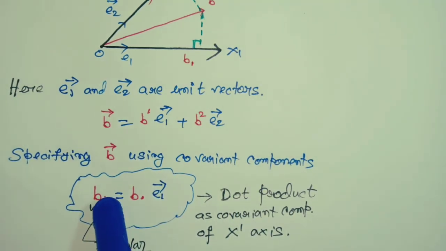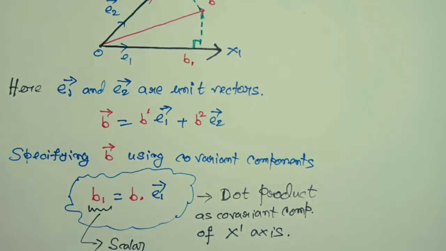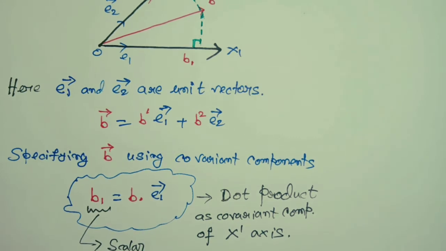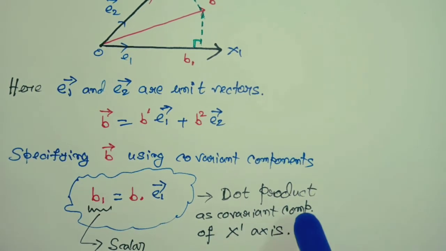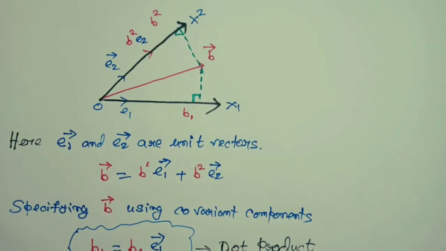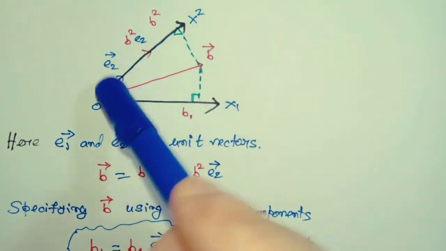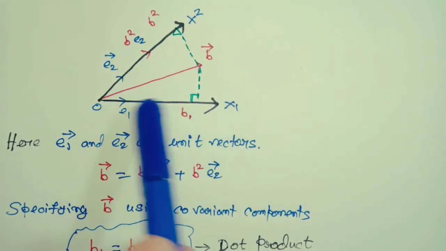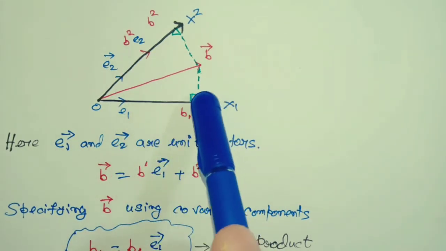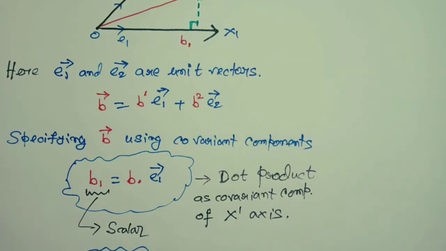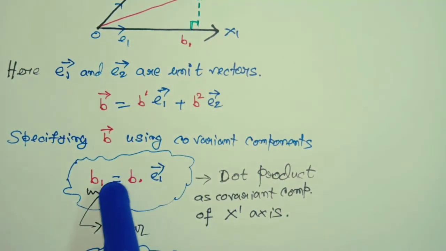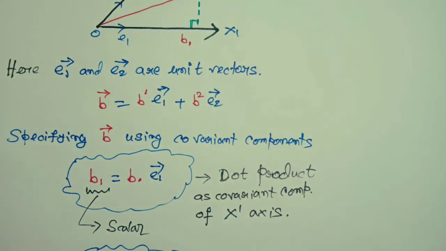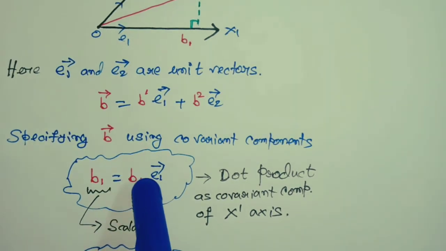So what we can do is that we can write B sub 1 equals B dot E1. This is basically the dot product of covariant components on the x-axis. So this is the x1 axis and the x2 axis. So we are representing B using the covariant components in the x1 direction. So in the x1 direction, this is the B. Just note that these are all superscripts. Here I have written B sub 1 because it is a scalar product. It is a scalar one. So we are taking a dot product of B dot E1.